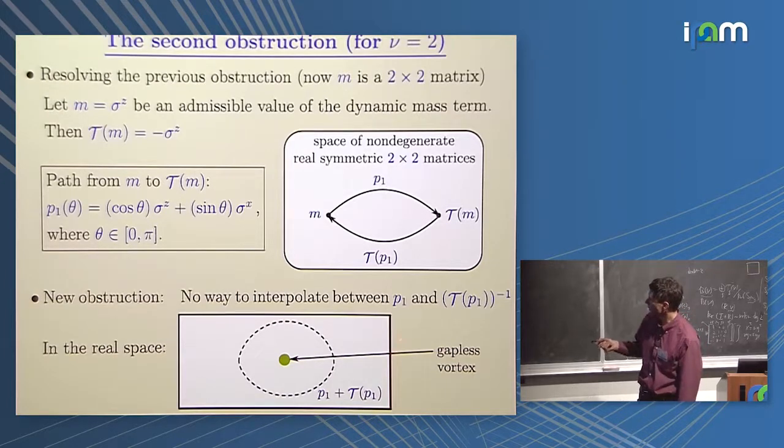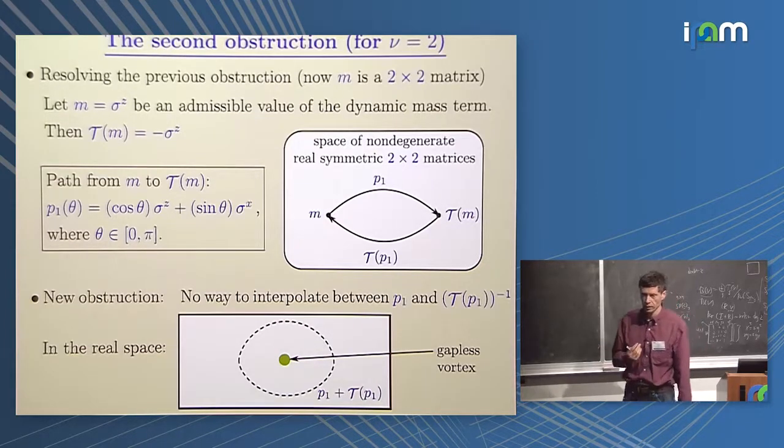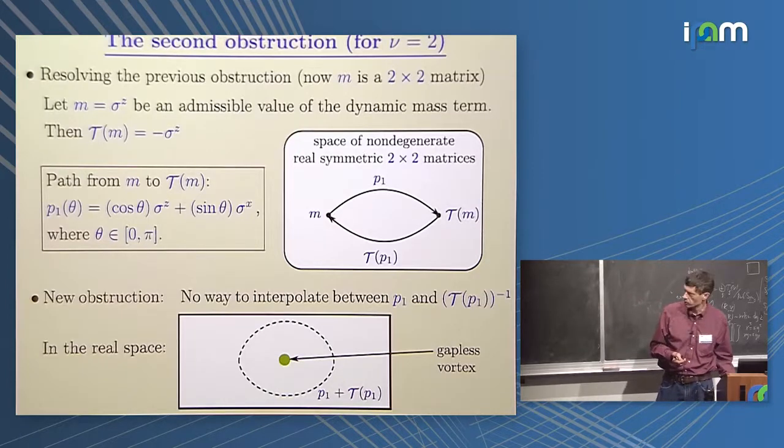This is a possibility. If we take this path P1 and apply the time reversal symmetry, we get another path, T of P1. And imagine that this whole loop is not contractible. If we construct a configuration in real space where going around this circle corresponds to this loop, each point on this circle is mapped to a point of that loop, then in the middle there will be a gapless vortex, like in a p plus ip superconductor. So this is not good, and such a situation occurs when nu equals 2.